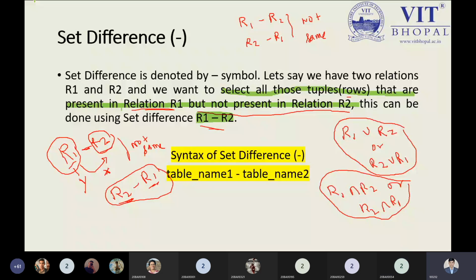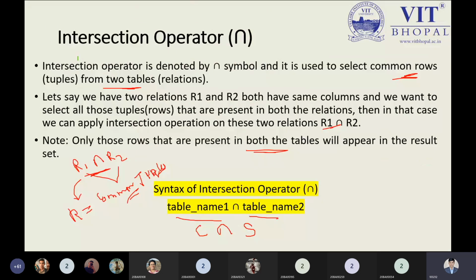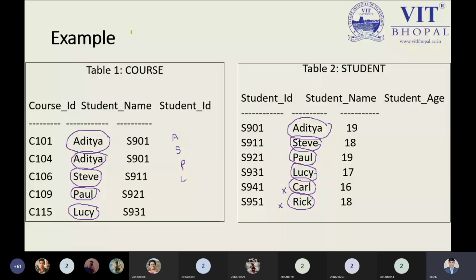Yes, sir. So if I'm writing course set difference student, then what would be the output? See this table and tell me what would be the output. Carl and Rick. Why? Because Carl and Rick are present in student, but they are not present in course. So student minus course will be Carl and Rick.